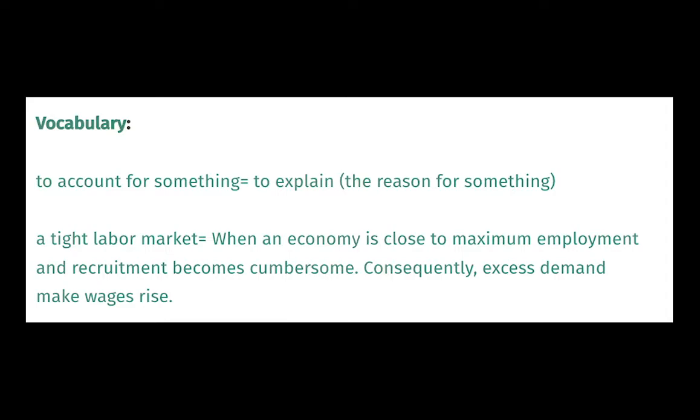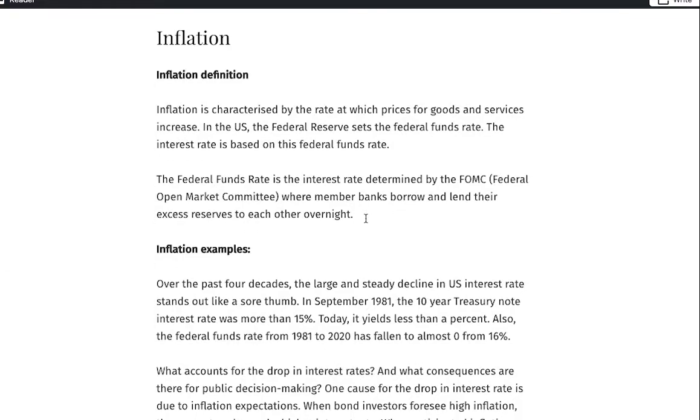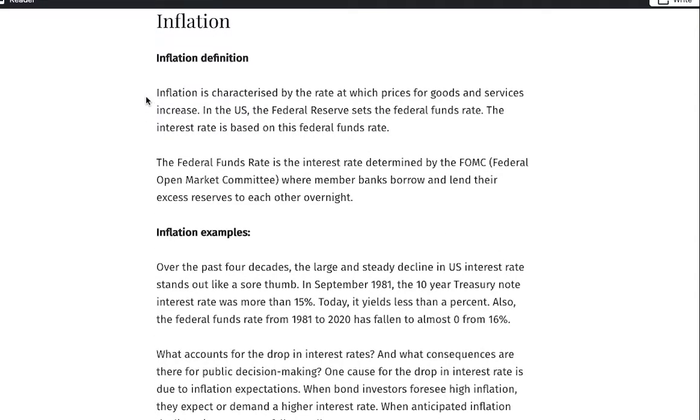Today we'll also be taking a look at verbs and nouns that we can paraphrase. So, let's study together. Today we'll be studying inflation, the definition thereof, and examples of the term inflation in today's news. First of all, inflation refers to the rate at which prices for goods and services keep on increasing.